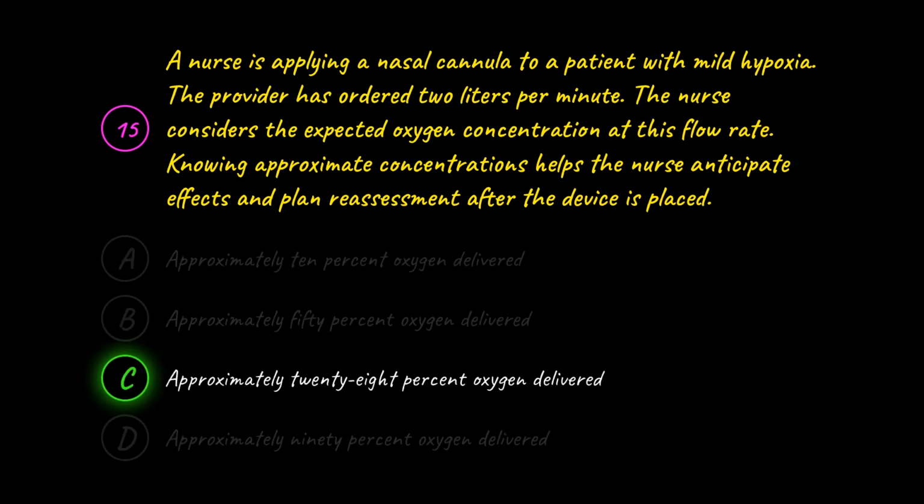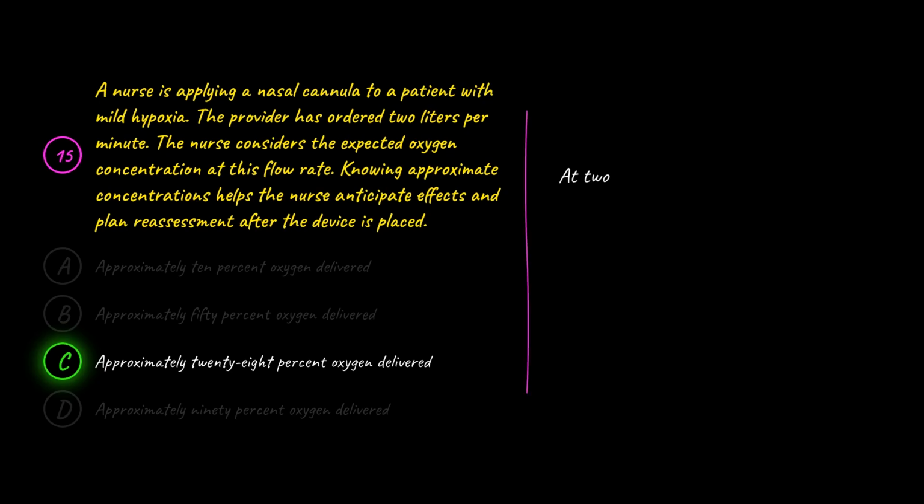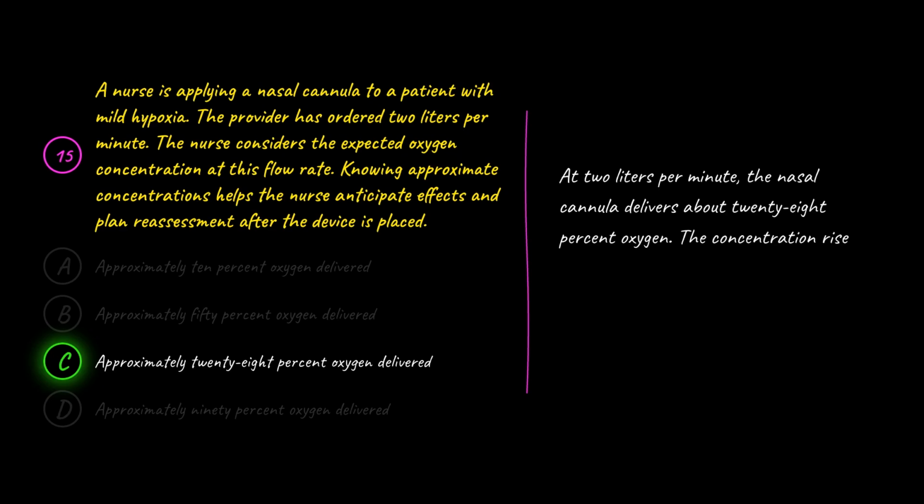The correct answer is C. Approximately 28% oxygen delivered. C is correct because at 2 liters per minute, the nasal cannula delivers about 28% oxygen. The concentration rises roughly 4% per liter, with practical use up to about 6 liters before drying becomes a concern.